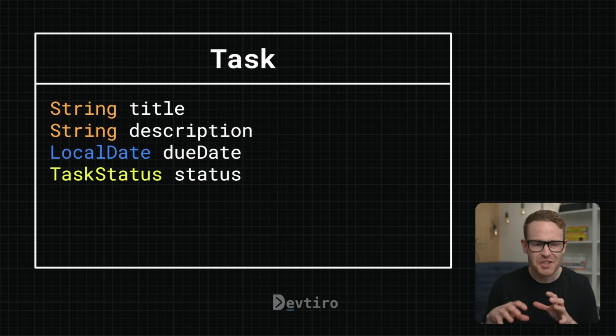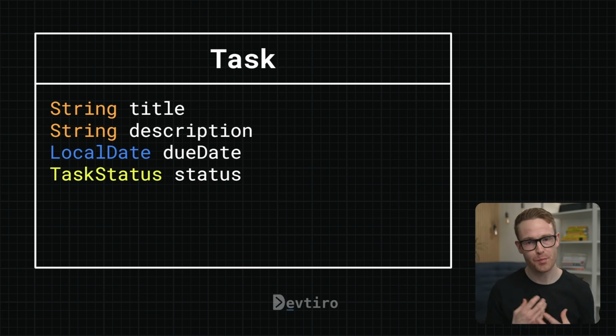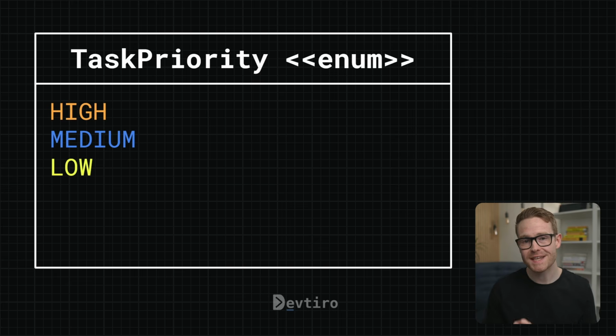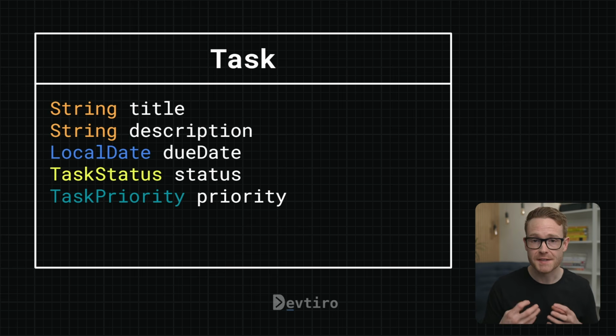Now, some tasks are just more important than others, and we're going to capture this with a priority. Now, we're going to use an enum for this as well. Here we have our TaskPriority enum, and we have the values of either high, medium, or low. So we're going to use the TaskPriority type along with a field named priority to capture this information. At this point, we've captured all of the fields that were mentioned in the project brief.